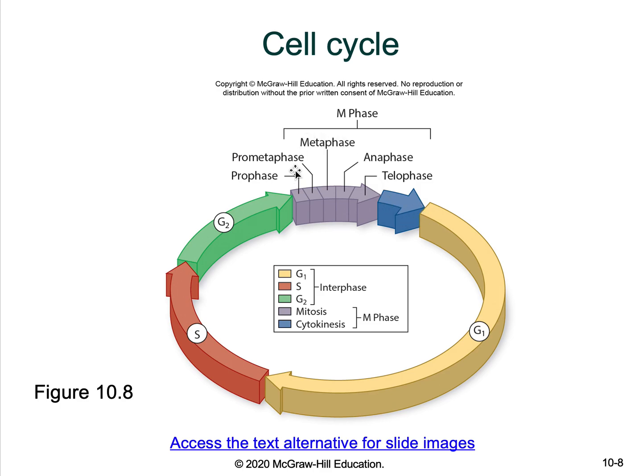For M phase, you may remember there is an acronym that most people use, which is PMAT: prophase, metaphase, anaphase, telophase. That might help you remember the order that these occur. Prometaphase is an additional phase that they have in your book, but if you do remember at least prophase, metaphase, anaphase, telophase, you should be okay.